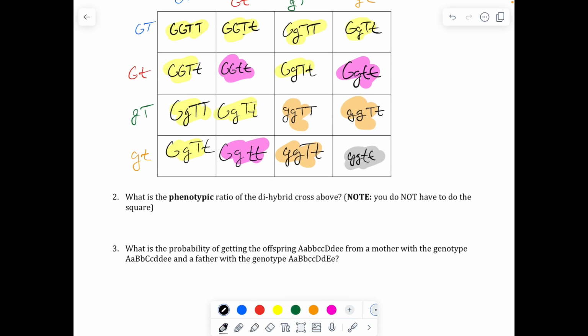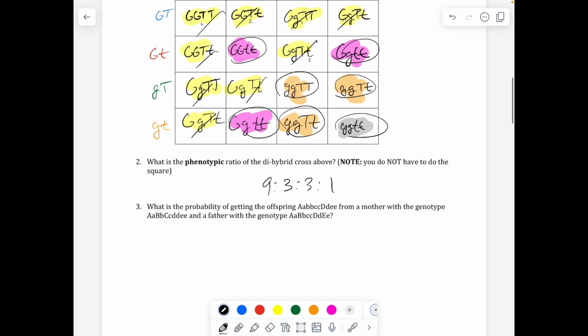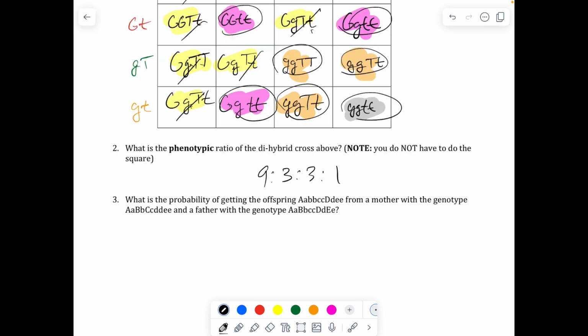So it says, what is the phenotypic ratio for the dihybrid cross above? Well, you should memorize that if I do a dihybrid cross with two parents that look like that, it's always 9 to 3 to 3 to 1. So 1, 2, 3, 4, 5, 6, 7, 8, 9 to 3 to 3 to 1. And that's how you get that ratio. The ones that look different is the phenotype.